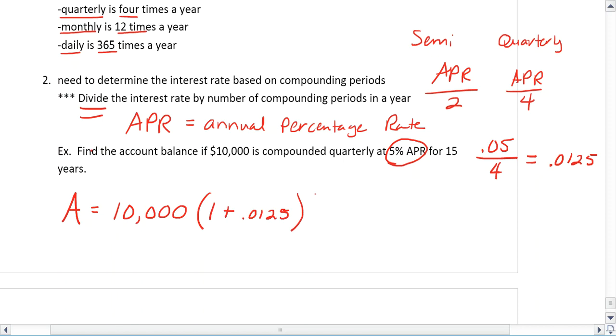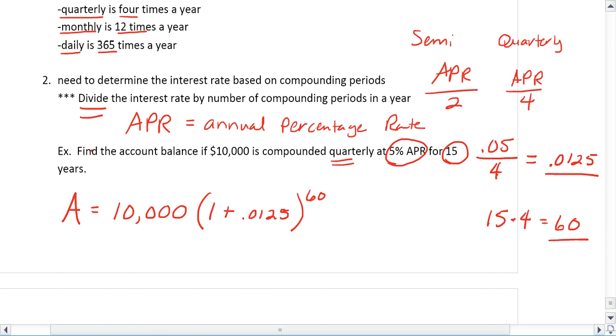And now we have to raise this to an exponent, the number of times that we're compounding. Now, if we're going 15 years and you're compounding quarterly, that's 4 times a year, we have to take 15 times 4 and get 60. And that is the exponent. So you'll notice this 4 is used twice. You divide the interest rate down by 4 to get the quarterly interest rate, and you multiply the number of years by 4 to get how many times you're compounding.